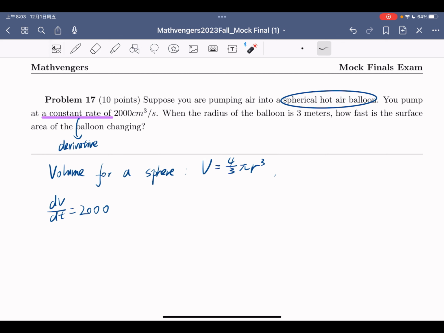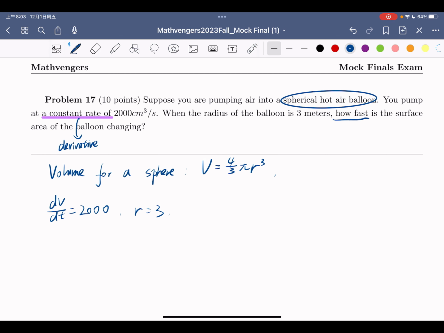And it asks, when the radius of the balloon is 3 meters. So we have r is 3. How fast is the surface area of the balloon changing? Okay, how fast?